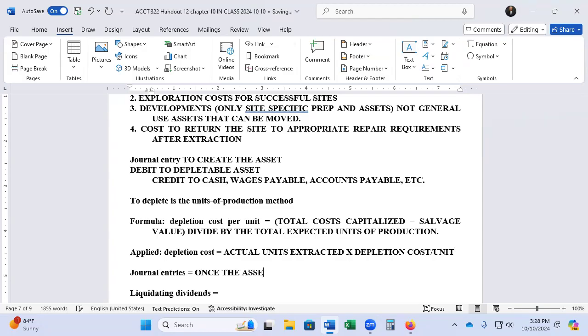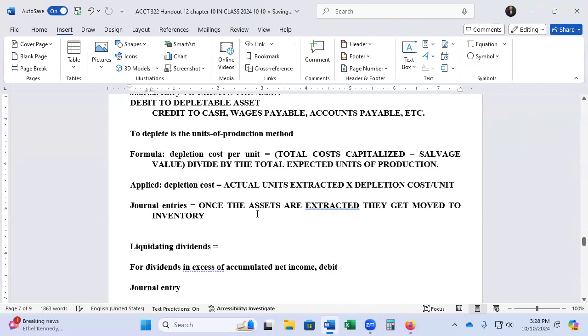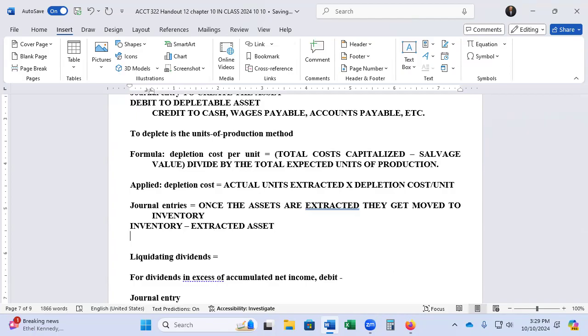Once the assets are extracted, they get moved to inventory. And so the journal entry would be inventory, extracted asset, and then your credit is to accumulated depletion.